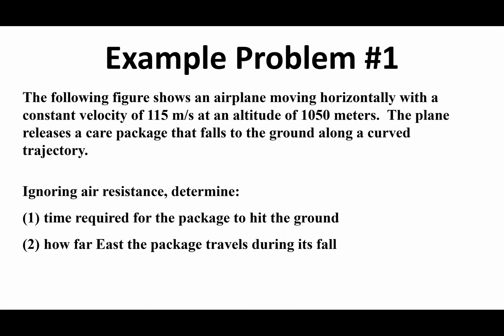The following figure shows an airplane moving horizontally with a constant velocity of 115 meters per second at an altitude of 1,050 meters. The plane releases a care package that falls to the ground along a curved trajectory. Ignoring air resistance, we are going to determine, number 1, the time required for the package to hit the ground, and then number 2, how far east the package travels during its fall.